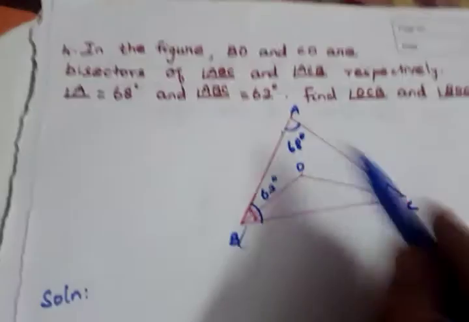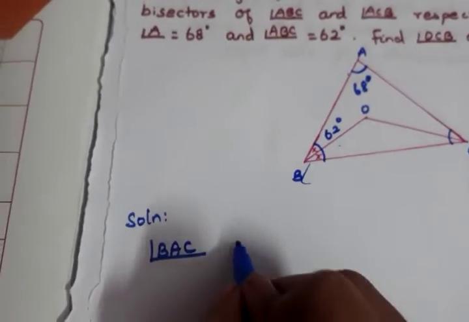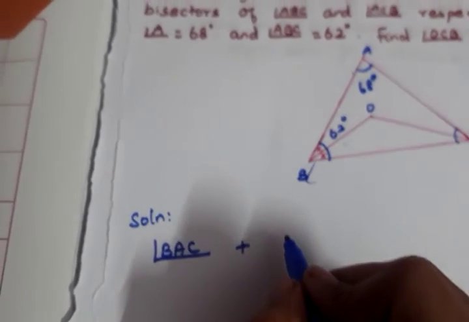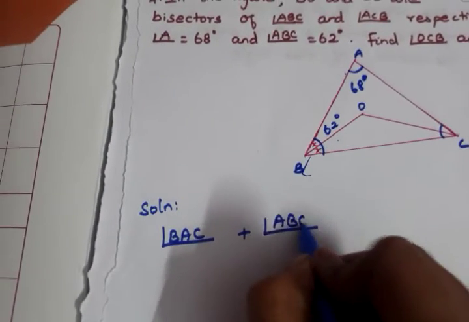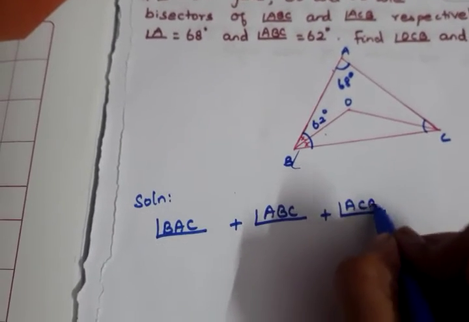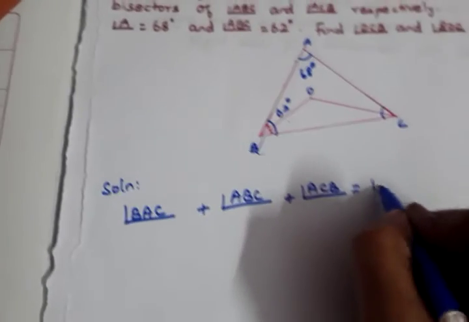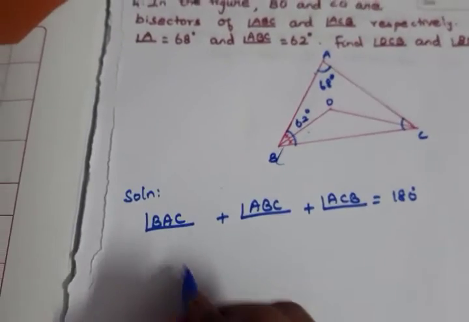Angle BAC, then angle ABC plus angle ACB. The sum of the three angles is 180 degrees.